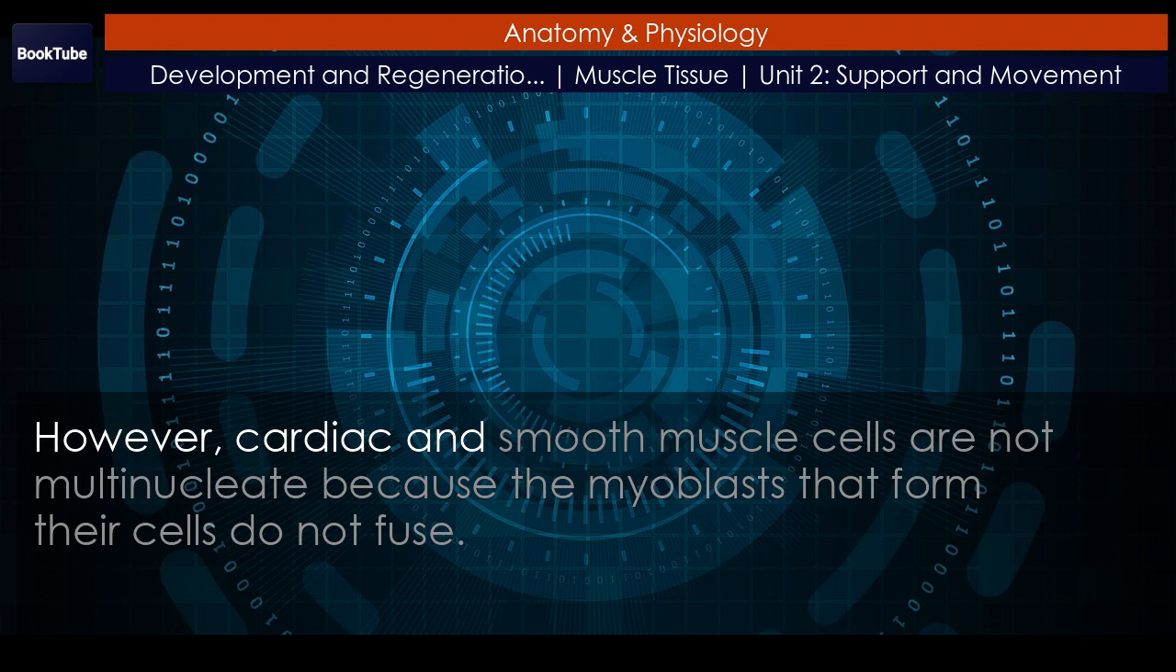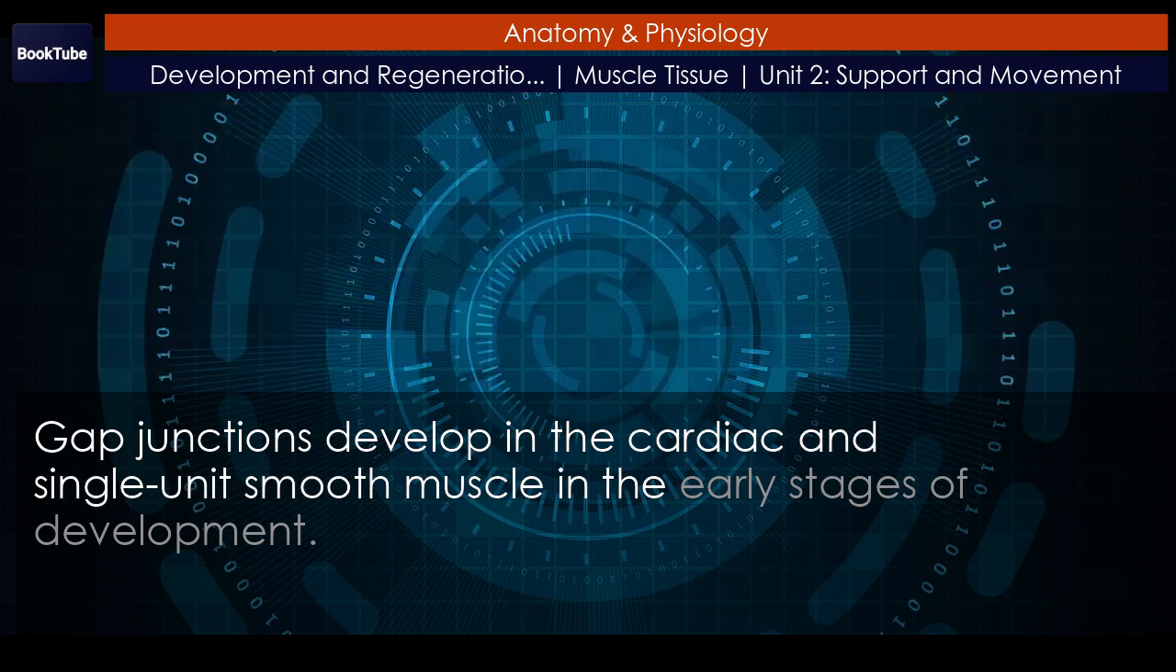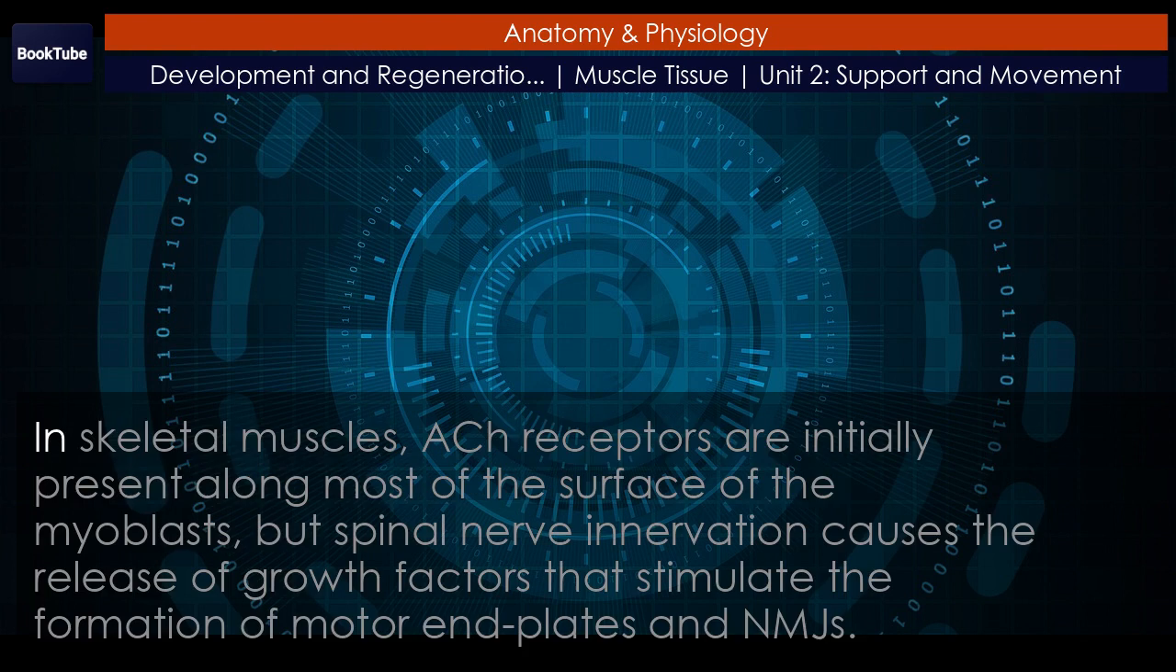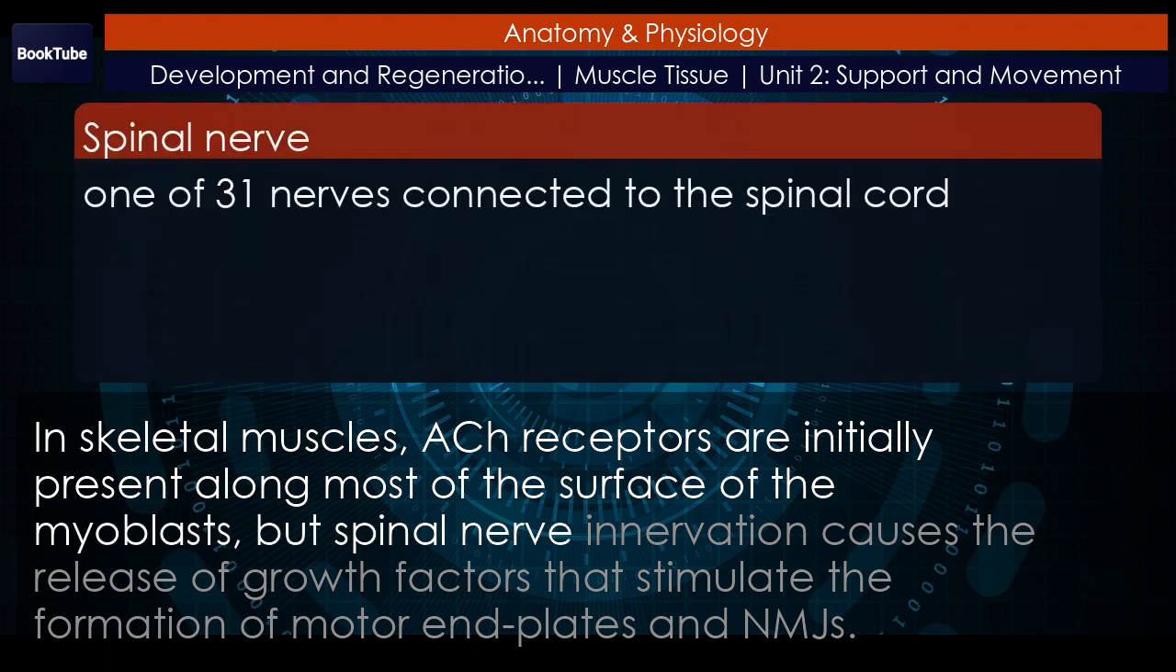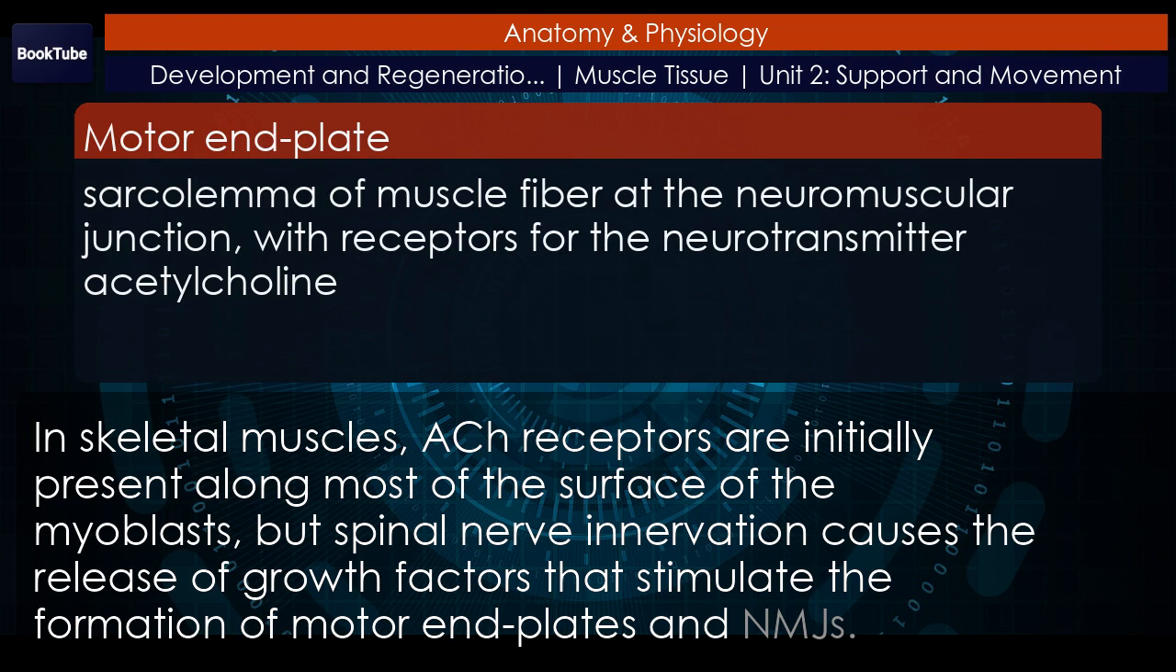However, cardiac and smooth muscle cells are not multinucleate because the myoblasts that form their cells do not fuse. Gap junctions develop in the cardiac and single-unit smooth muscle in the early stages of development. In skeletal muscles, ACh receptors are initially present along most of the surface of the myoblasts. But spinal nerve innervation causes the release of growth factors that stimulate the formation of motor end plates and NMJs.